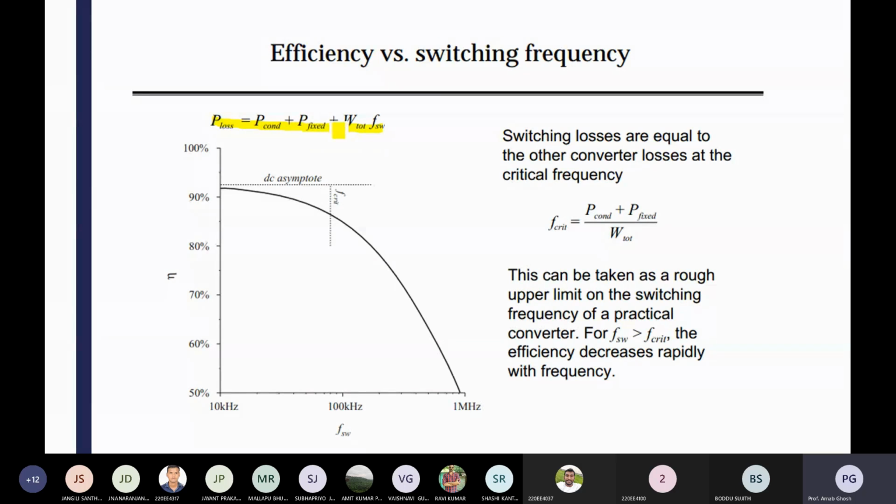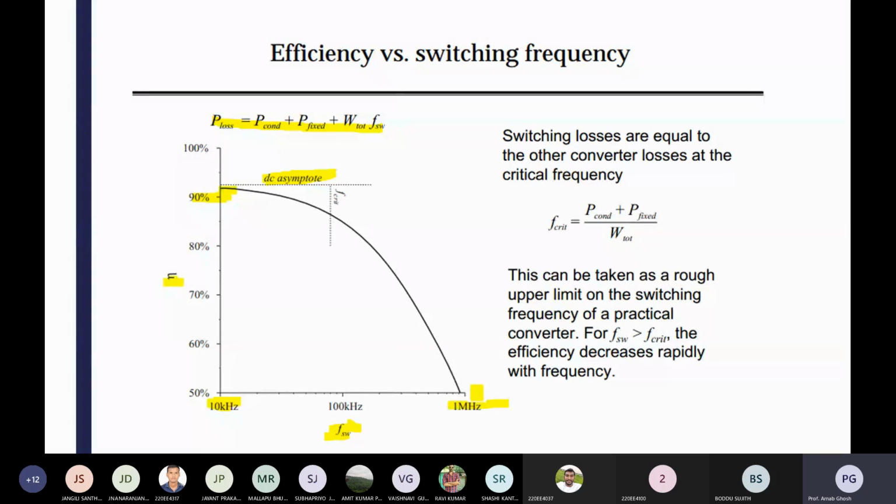If you increase the switching frequency, you can observe that at 10 kilohertz the efficiency is maximum, more than 90%. But as the switching frequency increases, the efficiency goes down to 50%. So increasing the switching frequency also increases the switching losses.